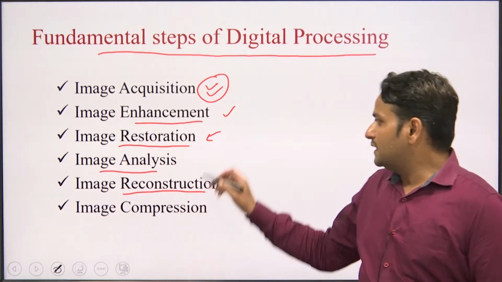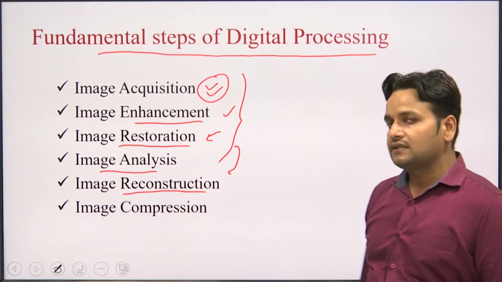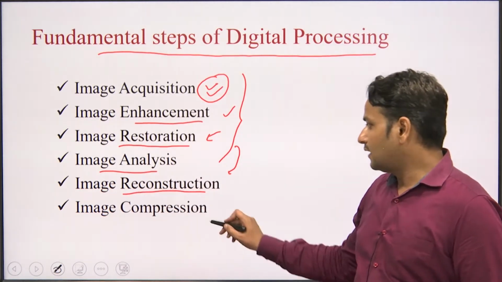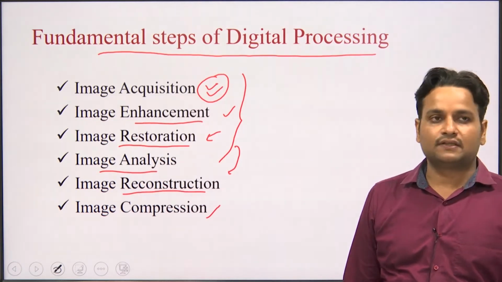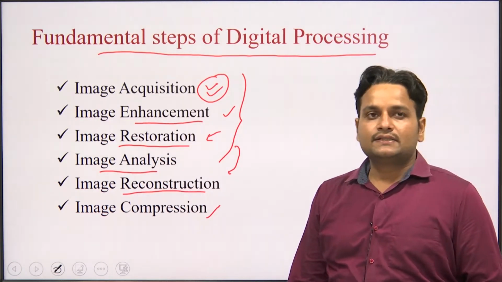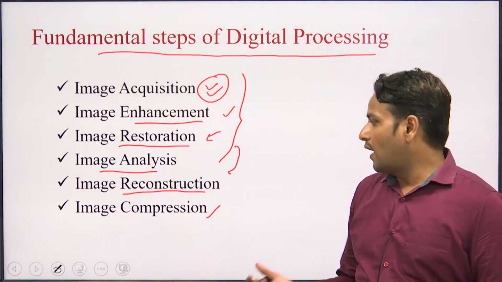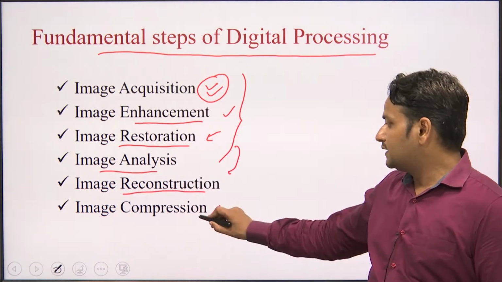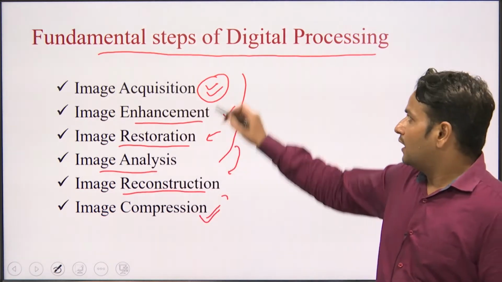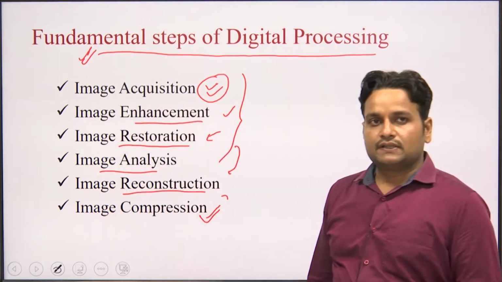So, on the basis of all these four terms, image reconstruction can be identified, and the last one is image compression. Why is it so? Because image compression saves the bandwidth or the size of the image that is required at the output end. So, that part has to be included in the fundamental steps of digital image processing.